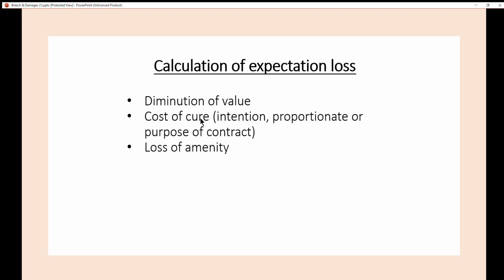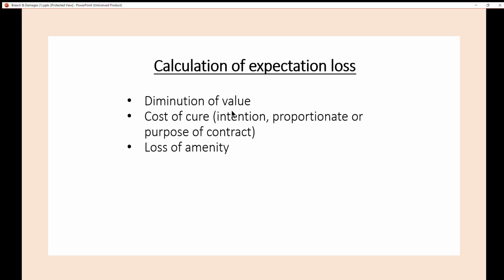And cost of cure. Sometimes cost of cure can be the same. Let's say you order a Mercedes-Benz S class, but they only give you an E class. The E class is 300,000. You need another 200,000 to buy an S class. So this is cost of cure. It's more for contractors. If you build a building and the building has defects, cracks, you need to repair the building.